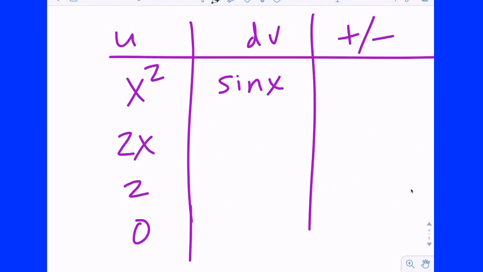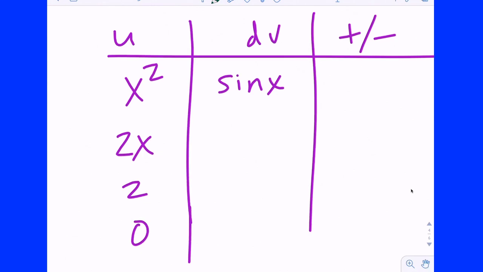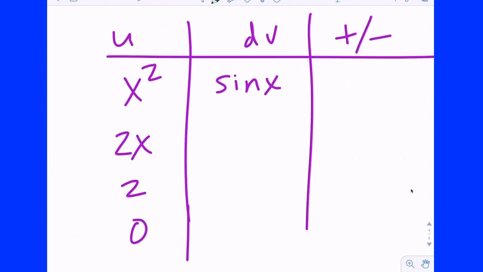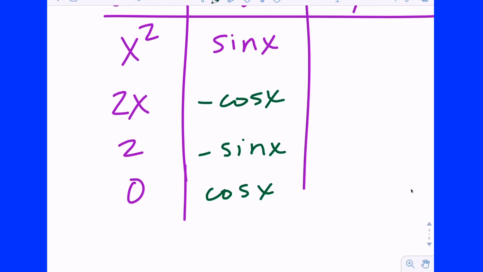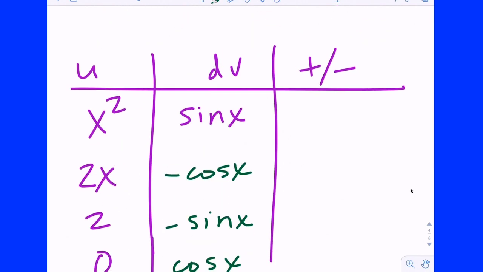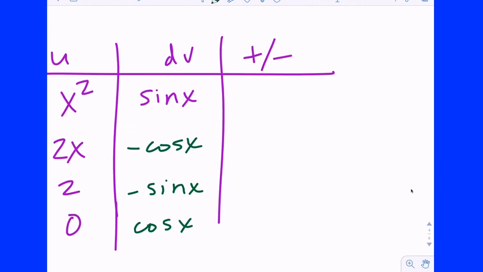Now in the second column, you can do the same thing, but take the antiderivative. The antiderivative of sine is what? The antiderivative is negative cosine, and the antiderivative of negative cosine is negative sine, and the antiderivative of negative sine is positive cosine. Now you could keep going, but maybe stop at this point. If you needed more, you could keep going further. All right, on the third column, it's real easy. You're always going to start with the plus, always. And then you're just going to alternate each row: minus, plus, minus.